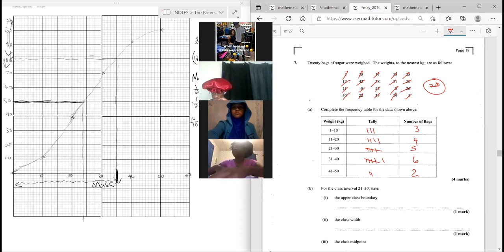So for the class interval 21 to 30, what is the upper class boundary?